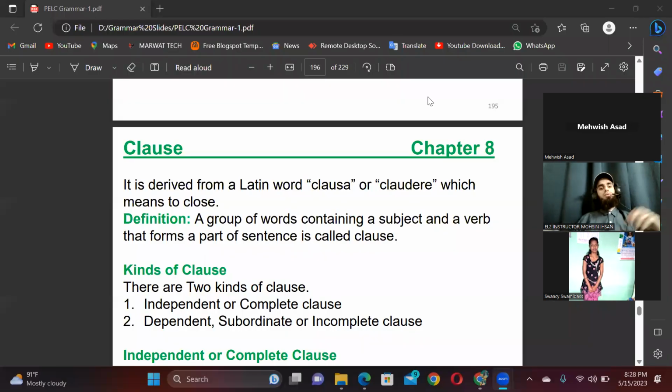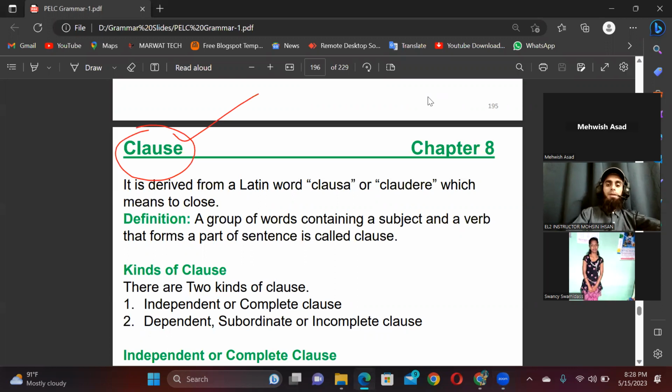Let's write it down, and with it we add another sentence to them and make them independent to convey the complete meaning, and that is called class. So our today's topic is also class. What is class? We are going to discuss this.